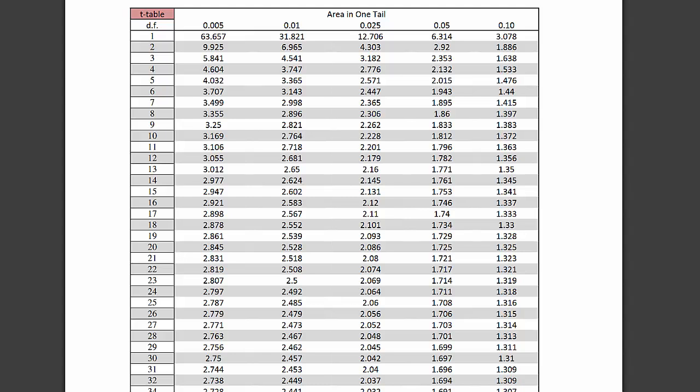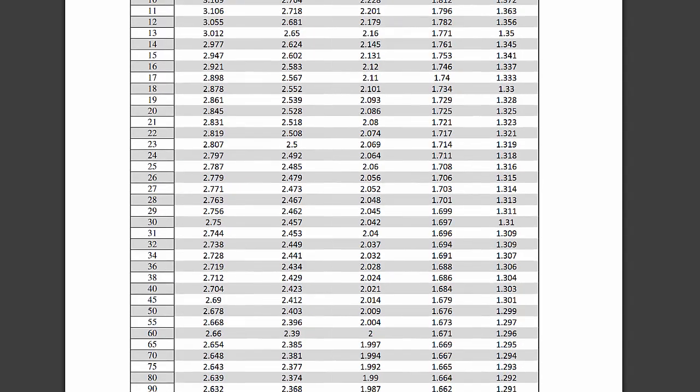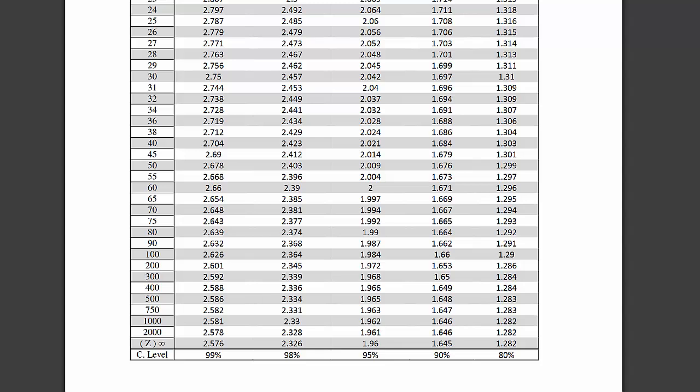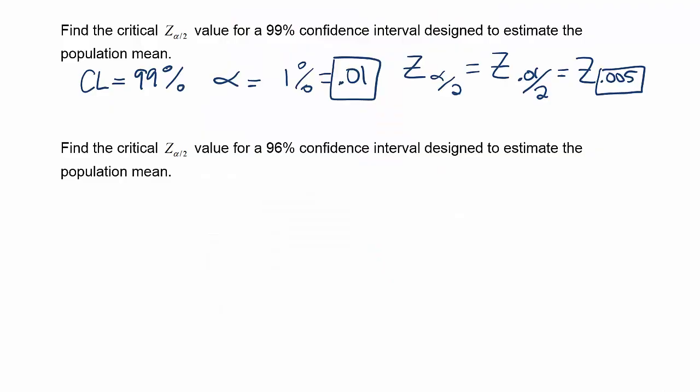And that'll be the area in one tail, or in other words, alpha divided by 2. So that 0.005 value that we came up with. And then we go all the way to the bottom where the z-scores are located, since we need a critical z value, and we find the number 2.576. Okay, so in the end here, we can say that z 0.005 is equal to 2.576, which is the critical z-score that we need when constructing a 99% confidence interval.